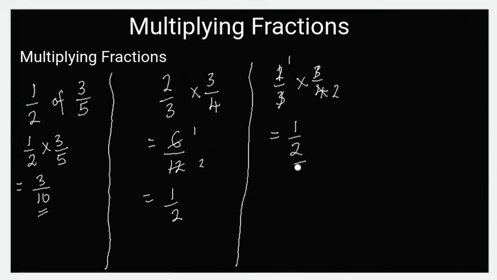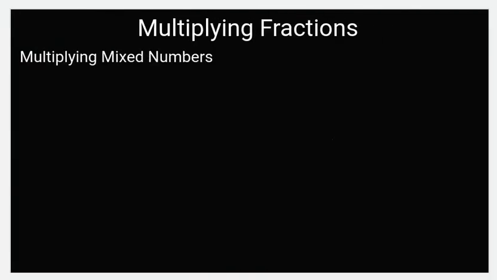So this might be short. This is shorter and might be easier for some of you to do. It's actually easier. So you can try this method, or if you want to go the long route, you could do this. Okay. All right. Now let's multiply mixed numbers together.